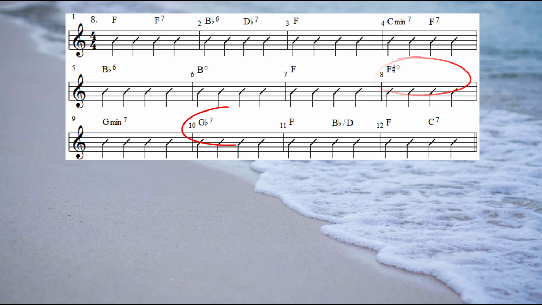Down to bar 10 and we have G flat 7, which is a flat 5 substitution for C7, and then we have the same turnaround that we had in blues 7, which is a 1-4-1-5 chord sequence with the 4 chord, the B flat, featuring a 3rd in the bass. Let's have a listen.